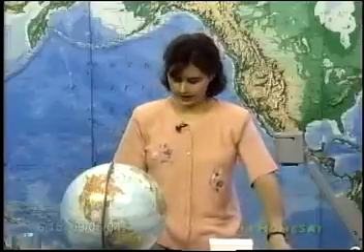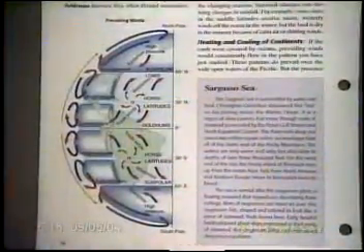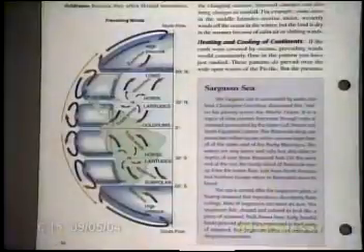Now, the Coriolis effect is what's going to help us understand the wind belts. And there's a diagram of the wind belts in your textbook on page 42. You might want to turn to it to have a little closer view of what we're talking about here.